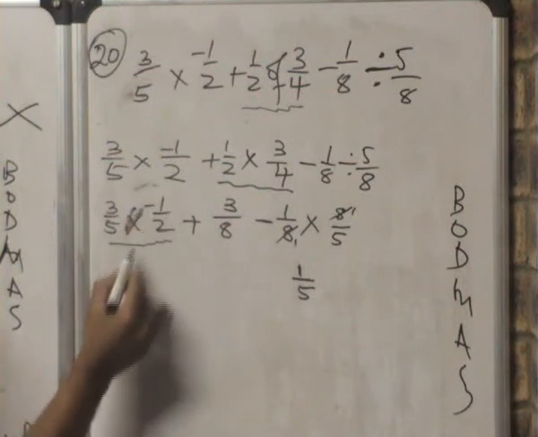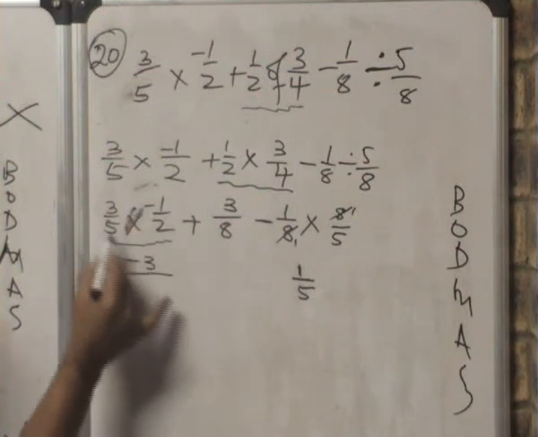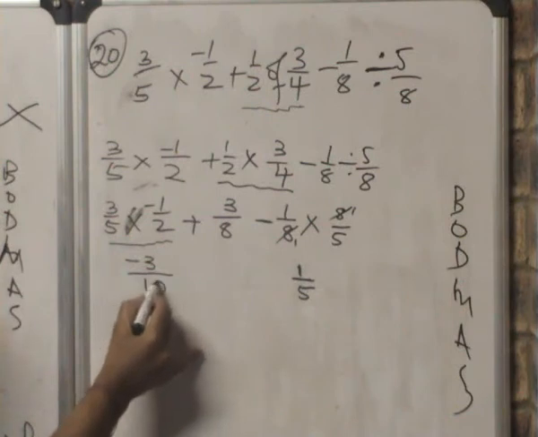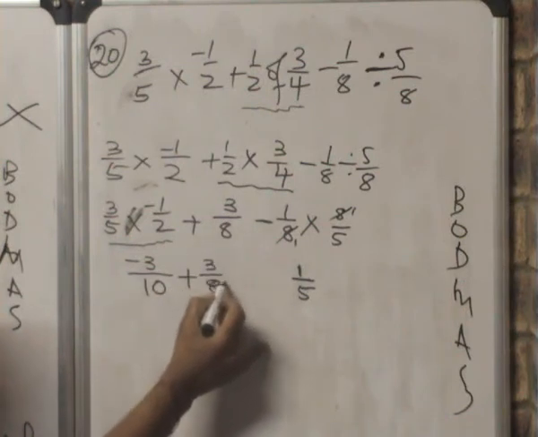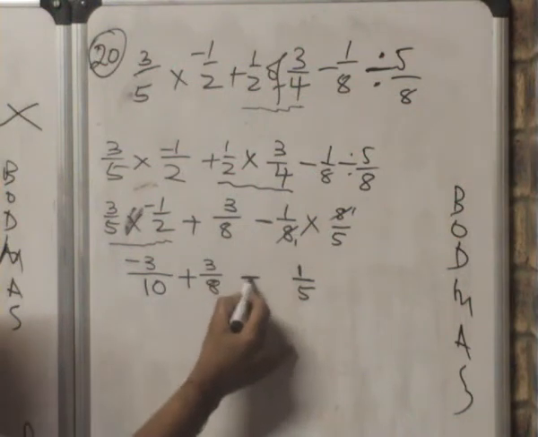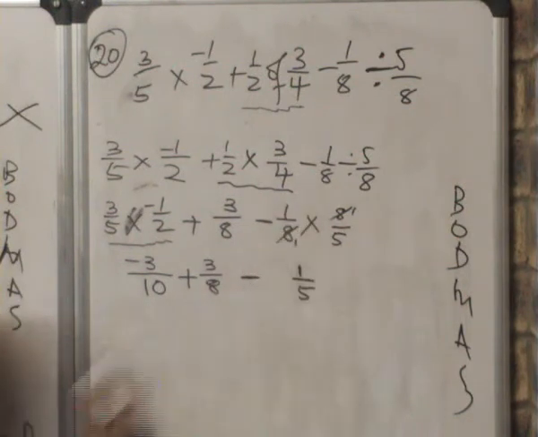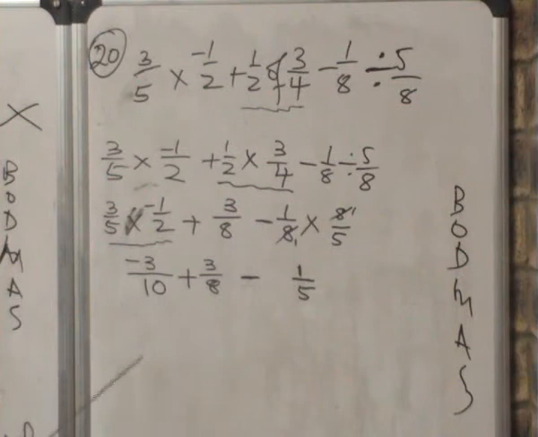3 times minus 1 is minus 3. 5 times 2 is 10. Plus 3 over 8. And there's the minus sign there. And that became 1/5. Now, once again, you've got two choices. You can use equivalent fractions to add this, or you can use LCM. Let's say we want to use LCM.